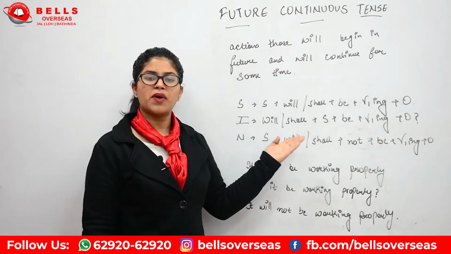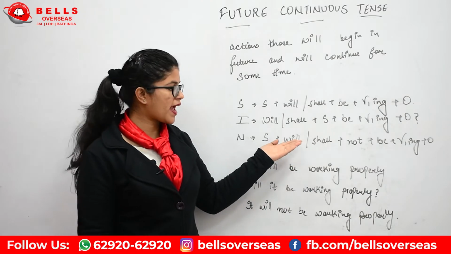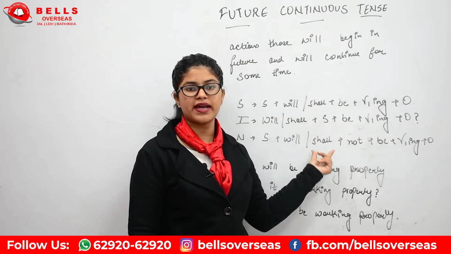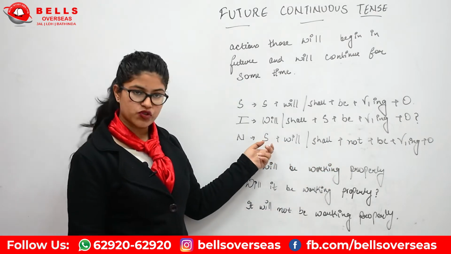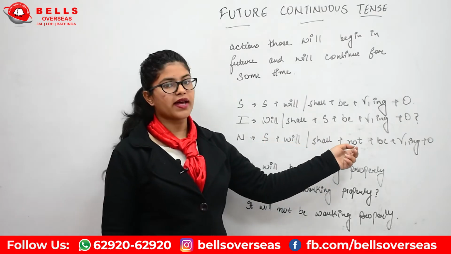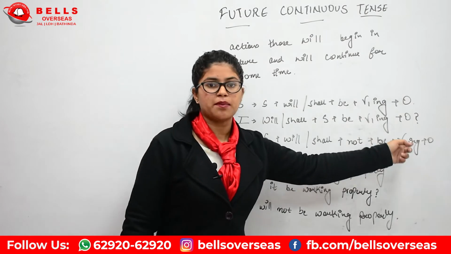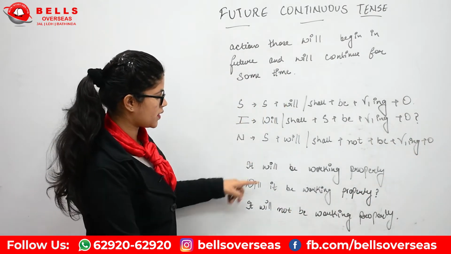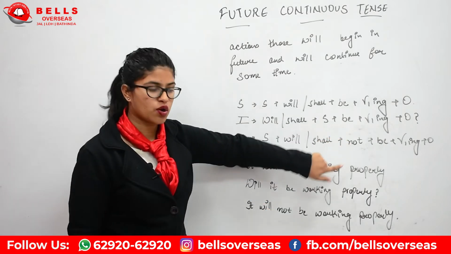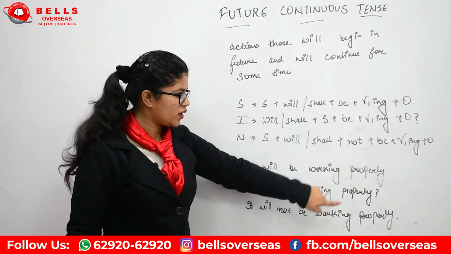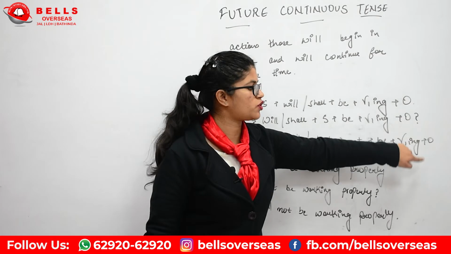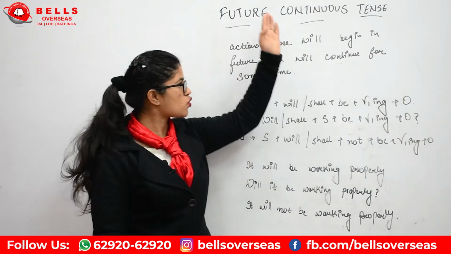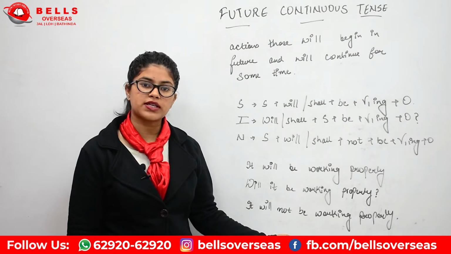Question mark. When I turn it into negative, again very easy, I'll just place the word not after my helping verb. Subject plus will/shall plus not plus be plus verb first form with ing plus object. It will not be working properly. Full stop. Clear enough? This is all about future continuous tense.